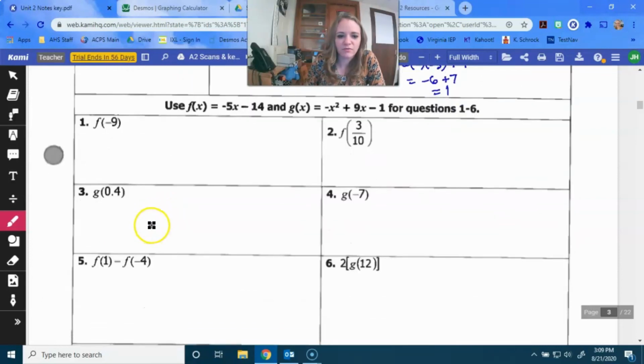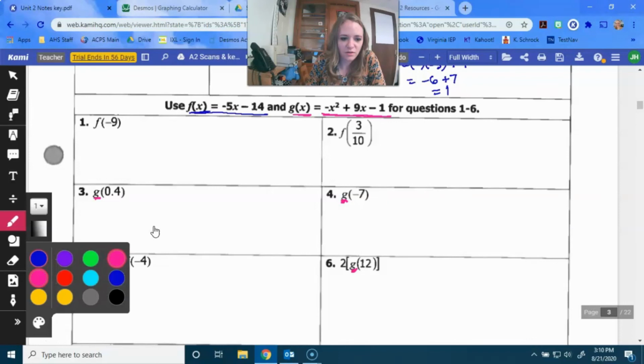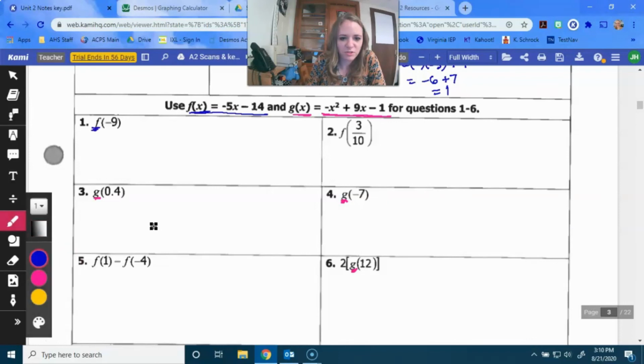Now, what we're going to have here on these examples is we've got 2 equations. So we've got the f of x equation, color, and then we've got the g of x equation. It's just 2 different equations, so you have to pay attention. When I have a g, I'm going to use the pink function, and then when I have an f, I'm going to use my blue function. So feel free, of course, to use colors as well to help you with that.